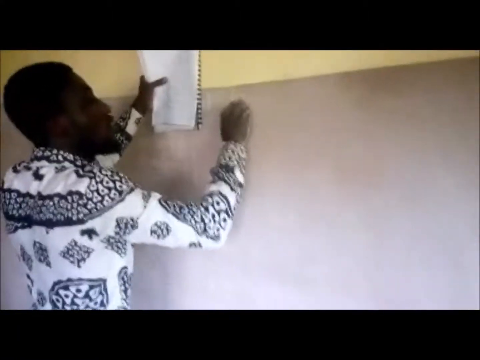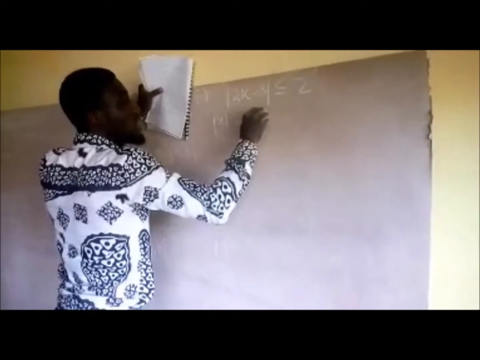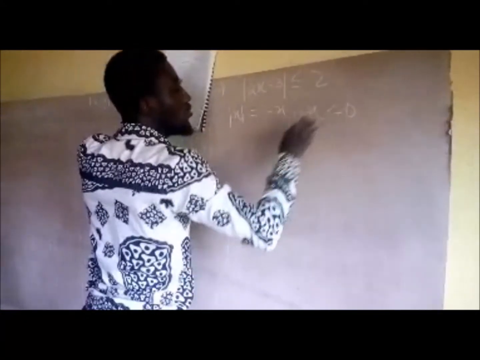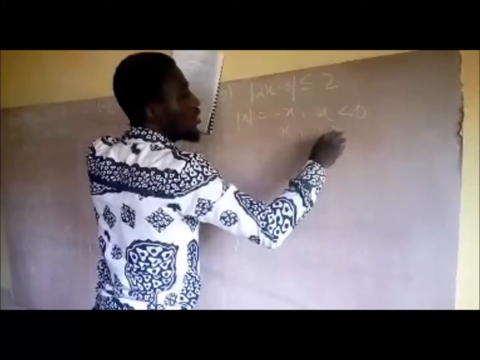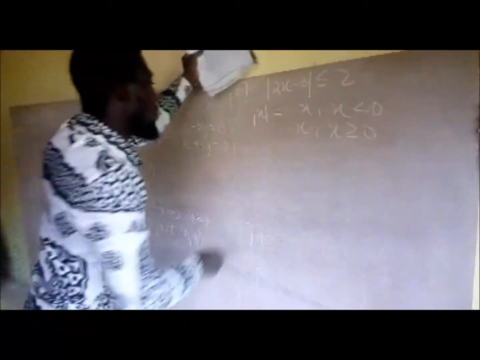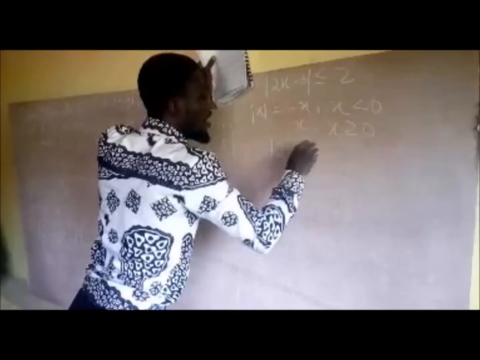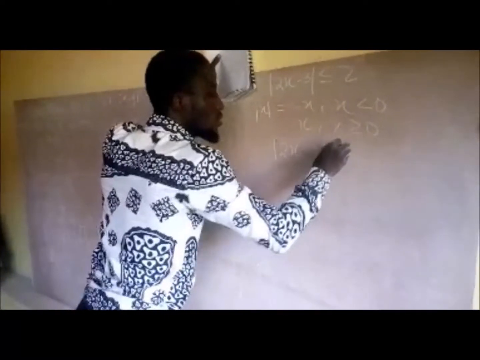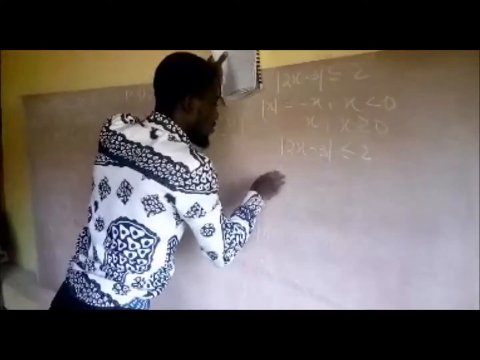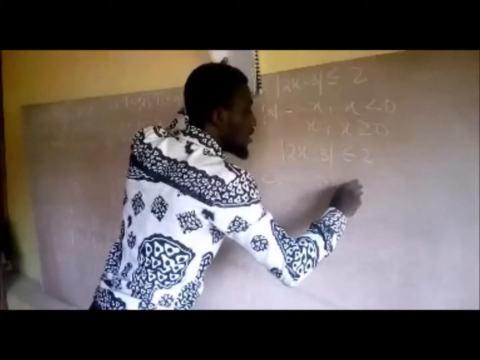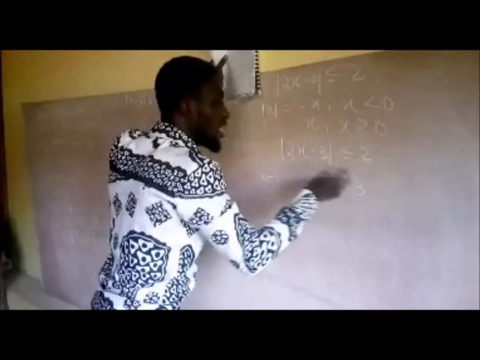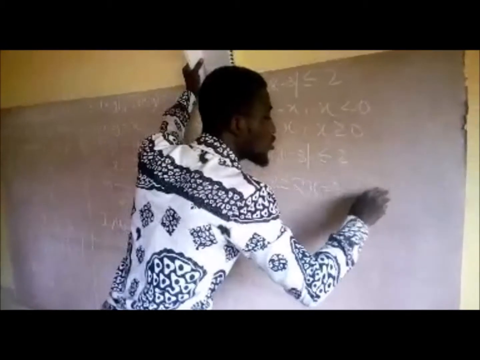Okay, question 5. We have been asked to find the range of values of x for which the absolute value of 2x minus 3 is less than or equal to 2. The definition of absolute value is negative x when x is less than 0, and x when x is greater than or equal to 0. So this means that 2x minus 3 lies between negative 2 and 2.